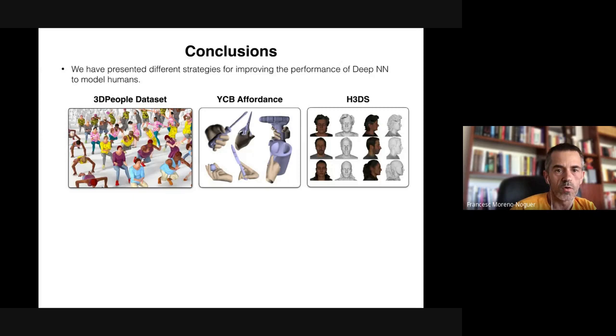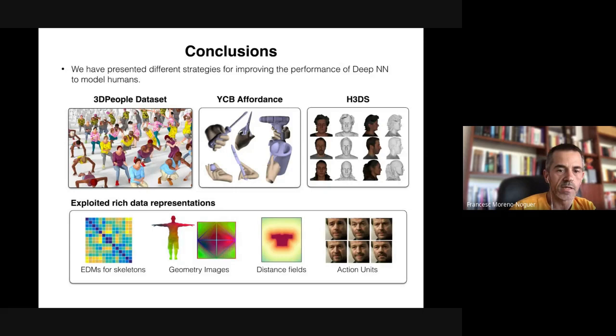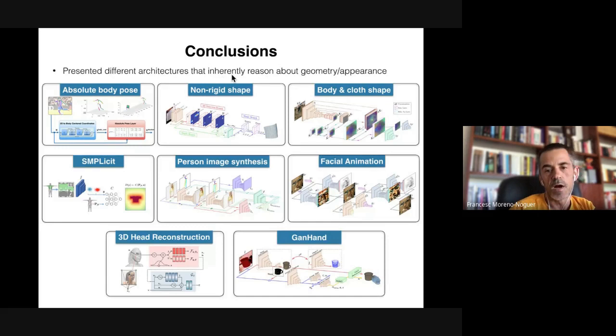The first strategy, which is hard to do but necessary many times, is building your own dataset, because sometimes data doesn't exist for the problem that you want to tackle. The second, which is more scientifically interesting, is exploiting rich data representations. I've shown you examples of Euclidean distance matrices, geometry images, distance fields, or action units for different problems. And finally, we have presented different architectures that somehow reason about the geometry or appearance of the problem.